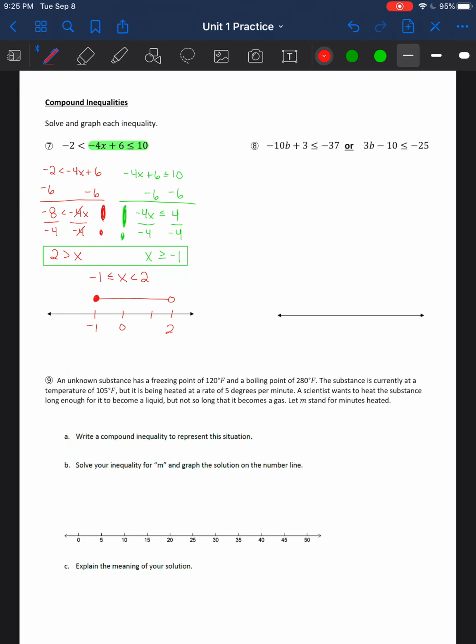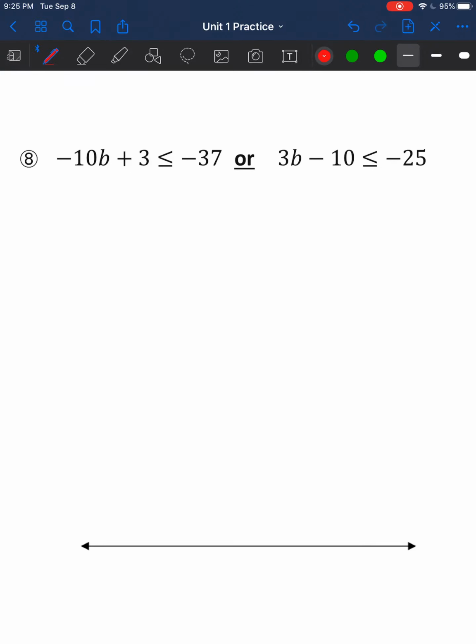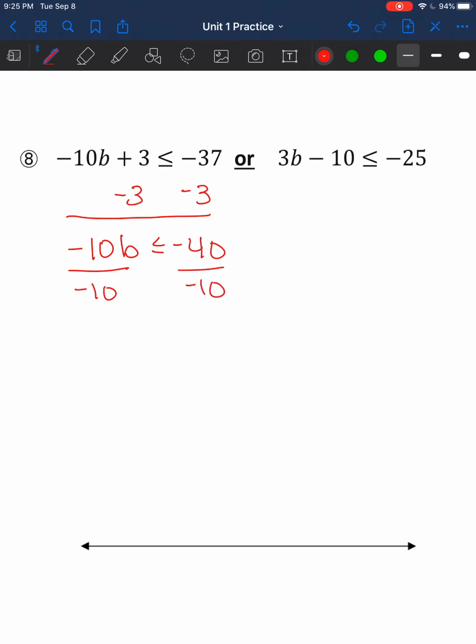Let's take a look at 8. 8 is already separated for us because it's an OR compound inequality. We can solve directly from here. I'm going to take away 3 on both sides. And then I'm going to divide by the coefficient of b. Since I'm dividing by a negative, I'm going to reverse the inequality sign, and I'm left with that b is greater than or equal to 4.